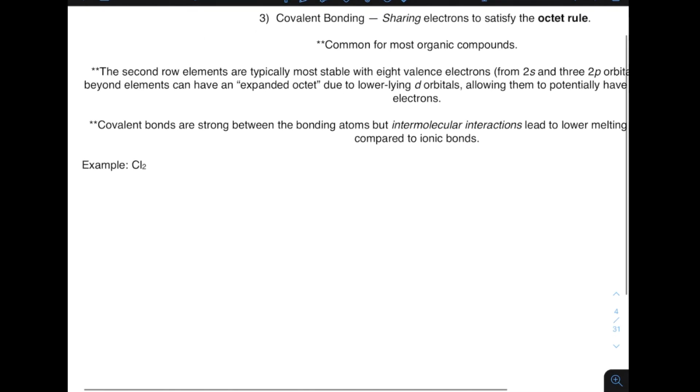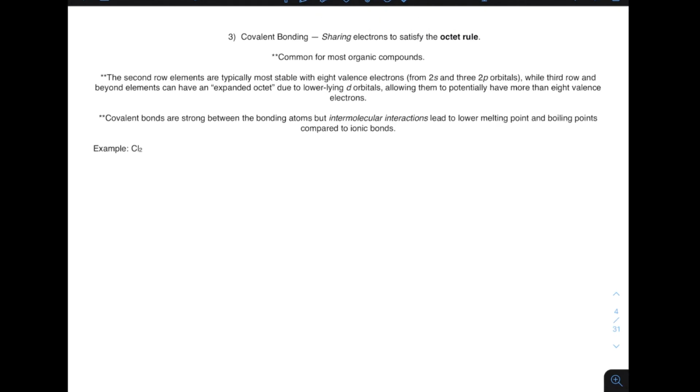So the second row elements are typically the most stable with 8 valence electrons. And that typically comes from them having the 2s and 3 2p orbitals, right? Each orbital can only have 2 electrons, so with 1s and 3p orbitals, that's 8 electrons. Third row and beyond can have expanded octets due to those lower lying d orbitals. We won't be talking about that too much in this class, but just something for you to know in case it does come up somewhere, especially in your reading.